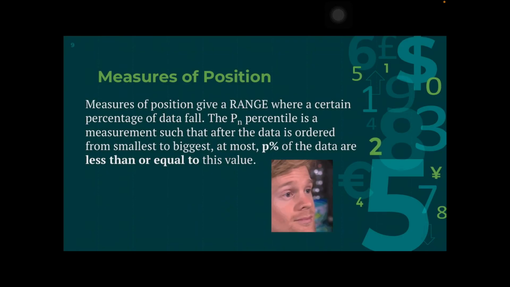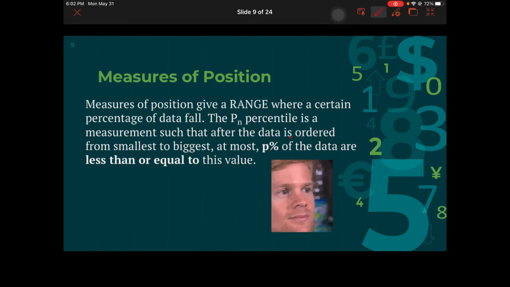Now, paano ba natin i-interpret ang ibig sabihin ng measure of position na yan? So, measures of position give a range where a certain percentage of data fall. The Pth percentile is a measurement such that after the data is ordered from smallest to biggest, so as you can see, it's very important na i-order natin ang ating data from smallest to biggest, at most, P% of the data are less than or equal to this value.